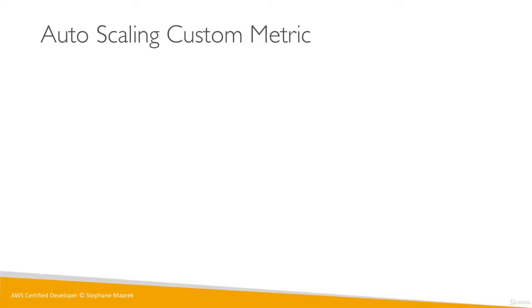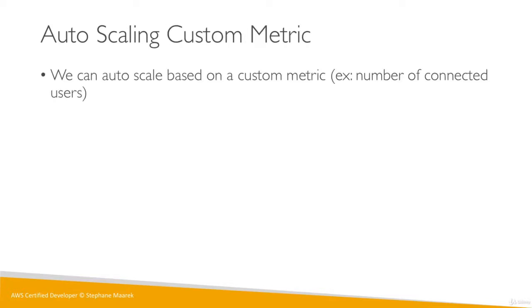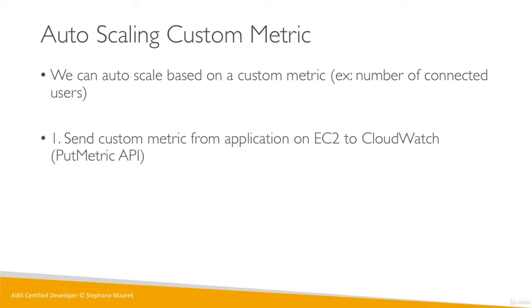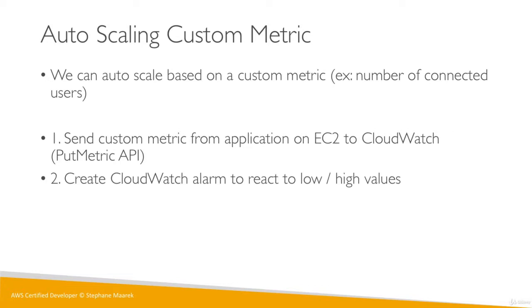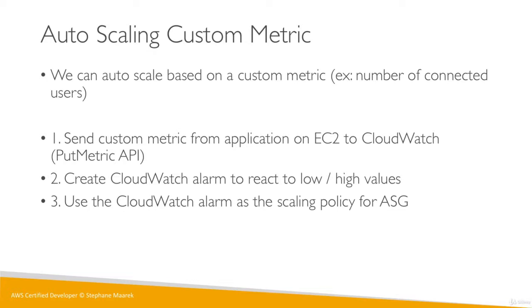Now you can auto scale also according to a custom metric. And basically we can define a custom metric, say the number of connected users to our application. And to do this, we'll create that custom metric from our application. We'll send it to CloudWatch using the put metric API. And then we create a CloudWatch alarm to react to low or high values of that metric. And then these alarms will basically trigger the scaling policy for the ASG. So what you should know out of it is that the auto-scaling group isn't tied to the metrics AWS exposes. It can be any metrics you want, and it can be a custom metric.